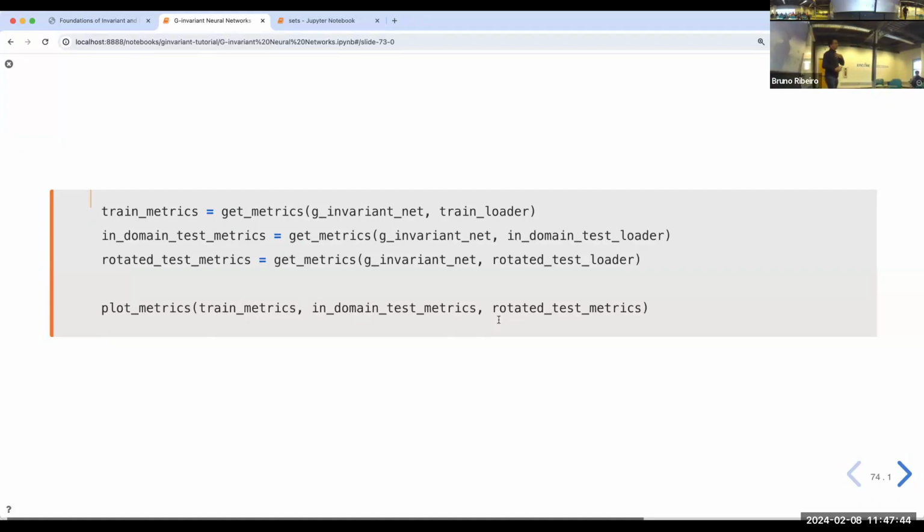Well, you believe me when I say that the tests in both cases will be exactly the same because it's G-invariant, so it's all good.